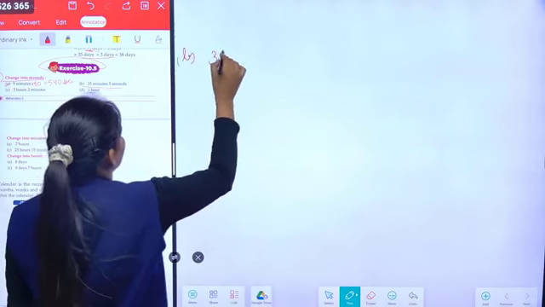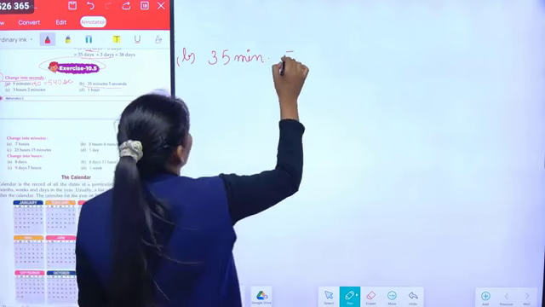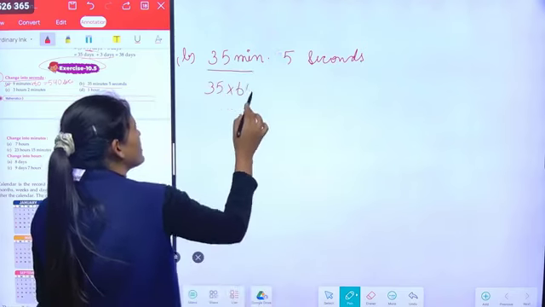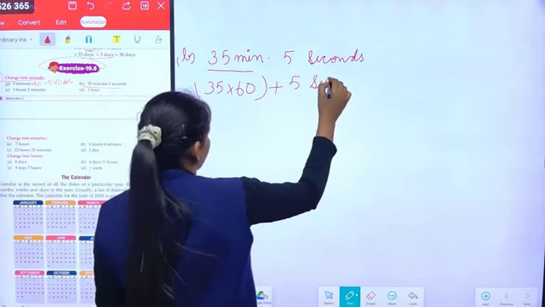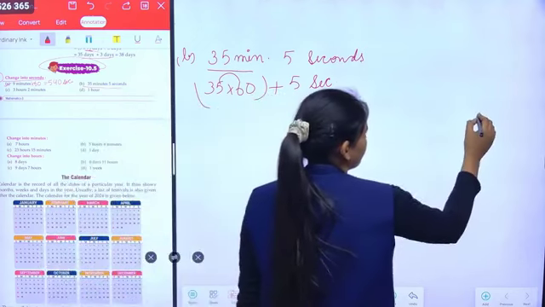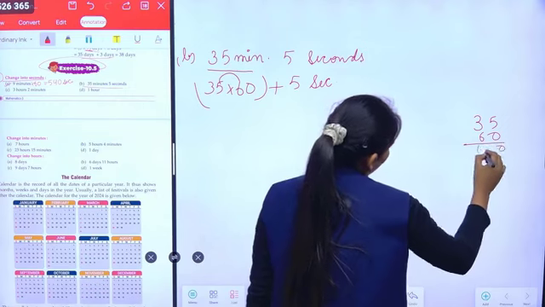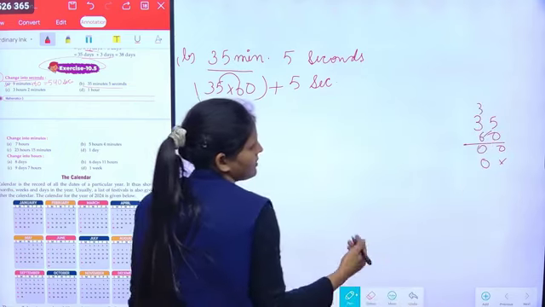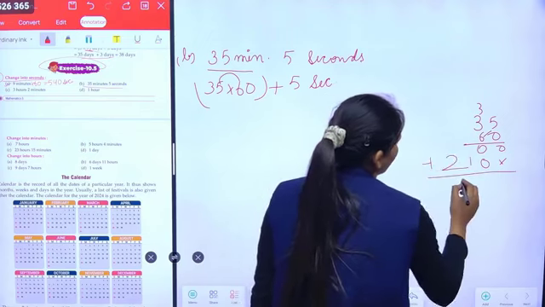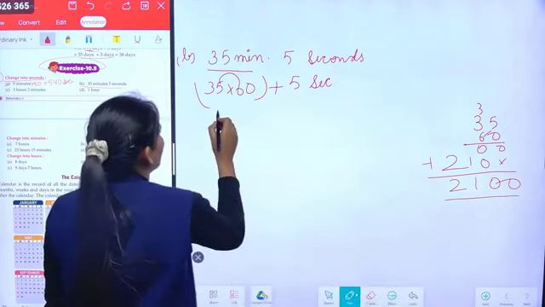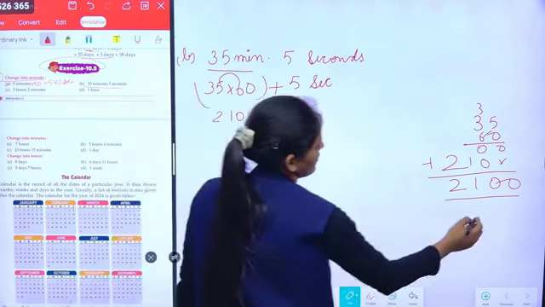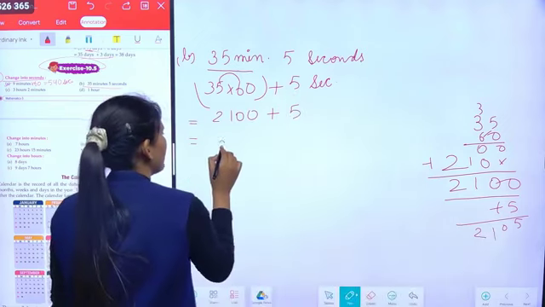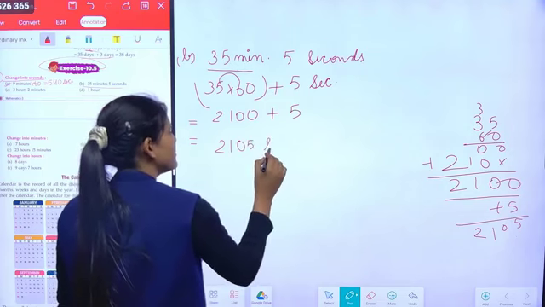Again B part. 35 minutes 5 seconds. So 35 multiplied by 60 and plus 5 seconds. 6 fives are 30, 6 threes are 18, 18 plus 3 is 21, so 2100. Now 2100 plus 5, so it is 2105 seconds.